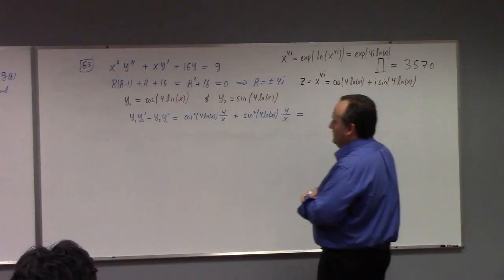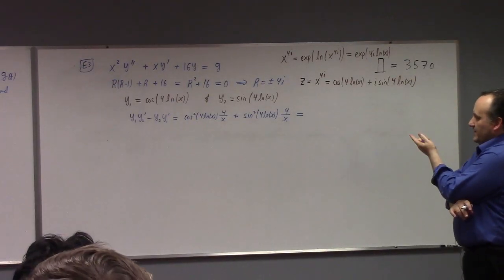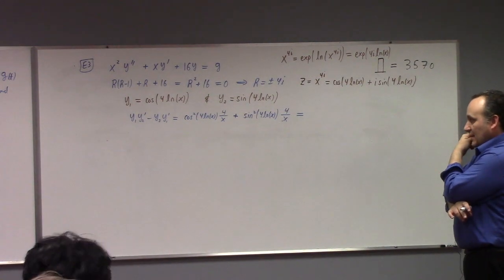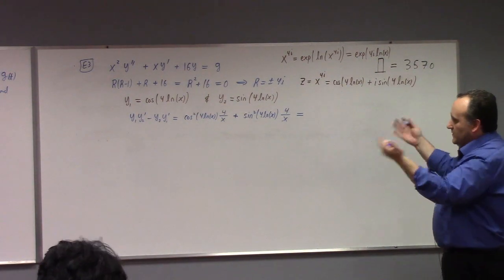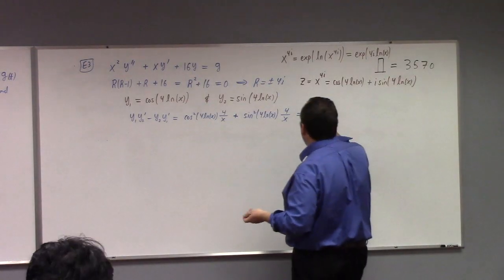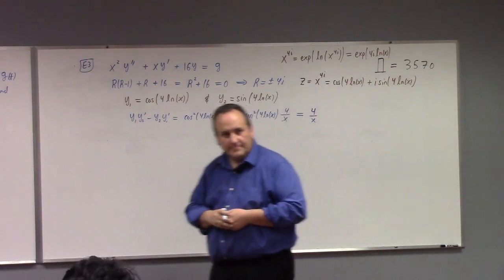So double check me on that. The y1 prime is a cosine derivative, which gives me a minus, and the minus and minus gives me a plus. And I got a cosine squared plus sine squared, 1. So lo and behold, the Wronskian works out to 4 over x. All right?